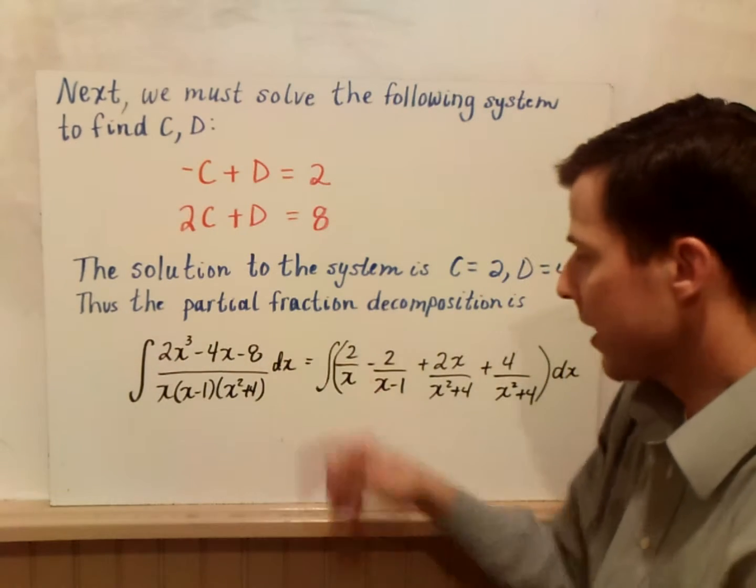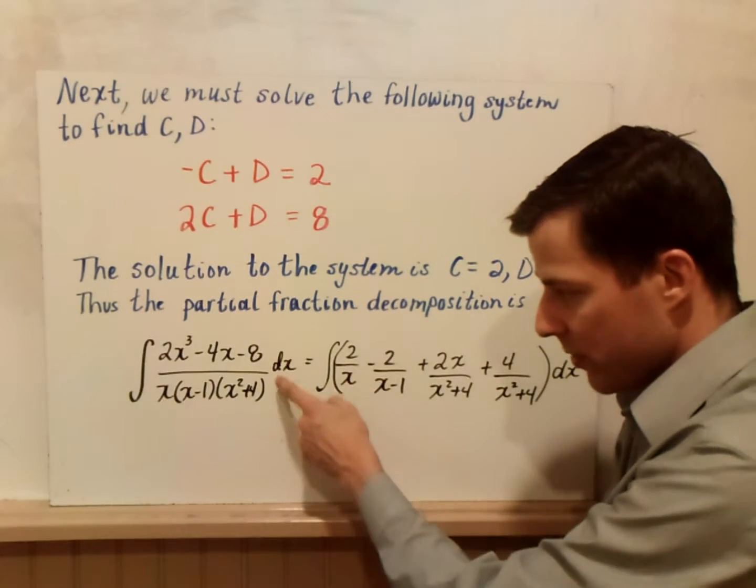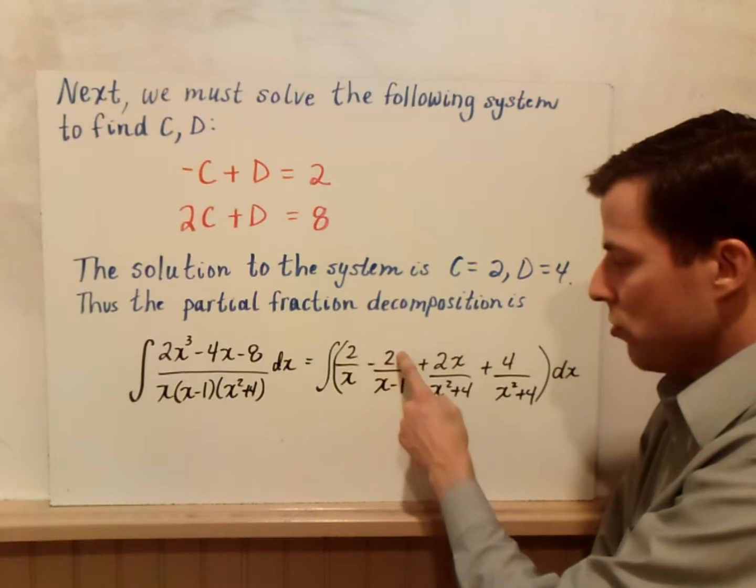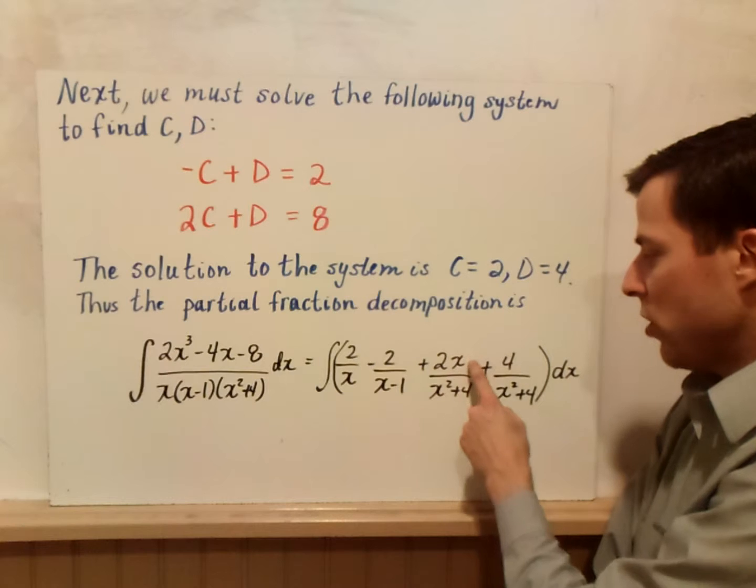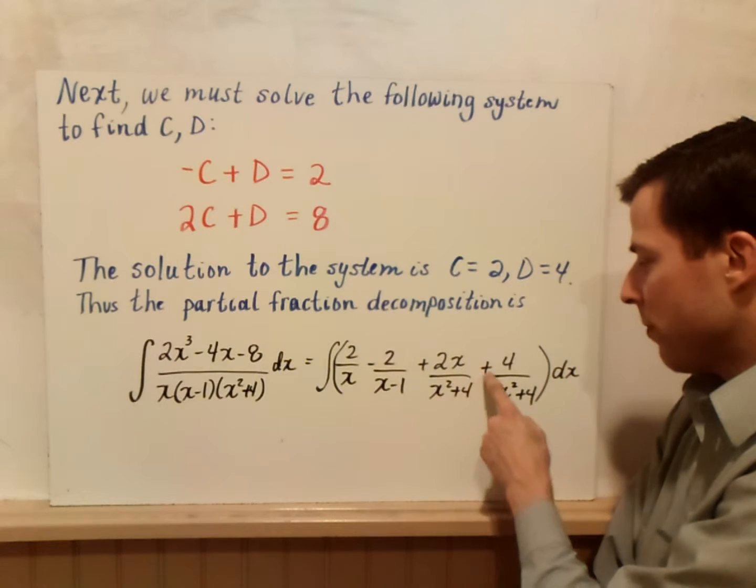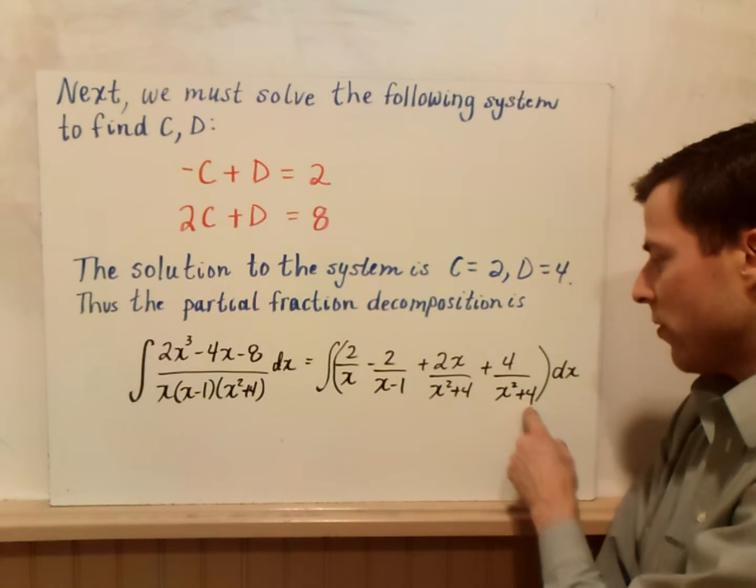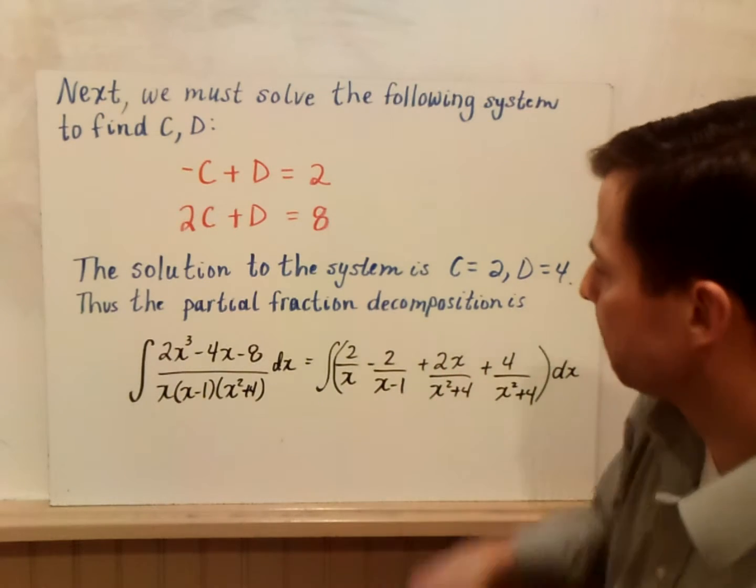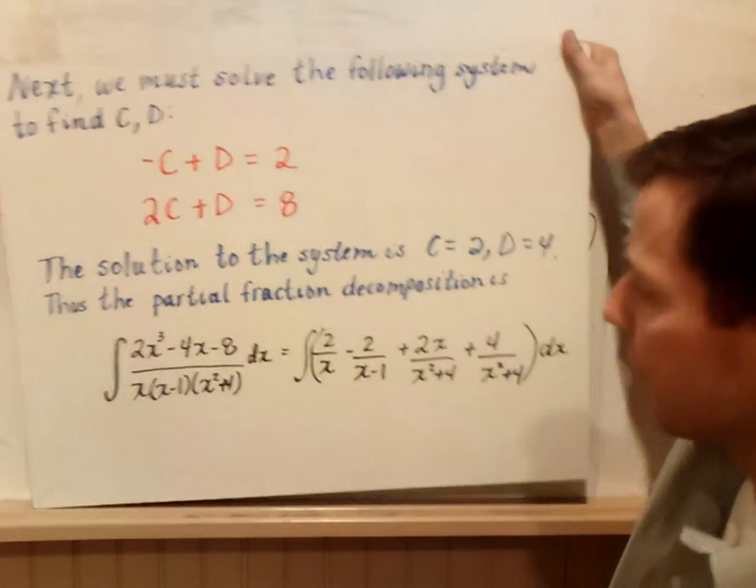So the partial fraction decomposition is the following. Here's the original integral, so we're integrating: equals 2 over x minus 2 over x minus 1, plus 2x over x squared plus 4, plus 4 over x squared plus 4. I separated these two fractions, the cx plus d. So now let's integrate.